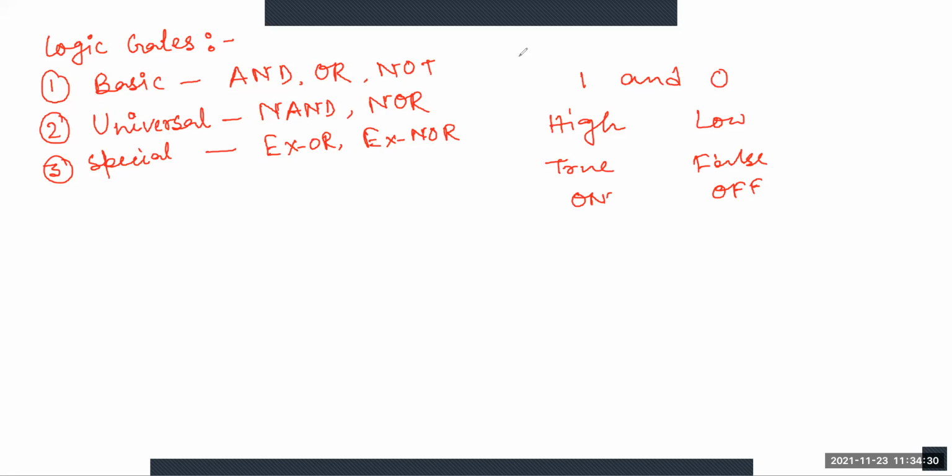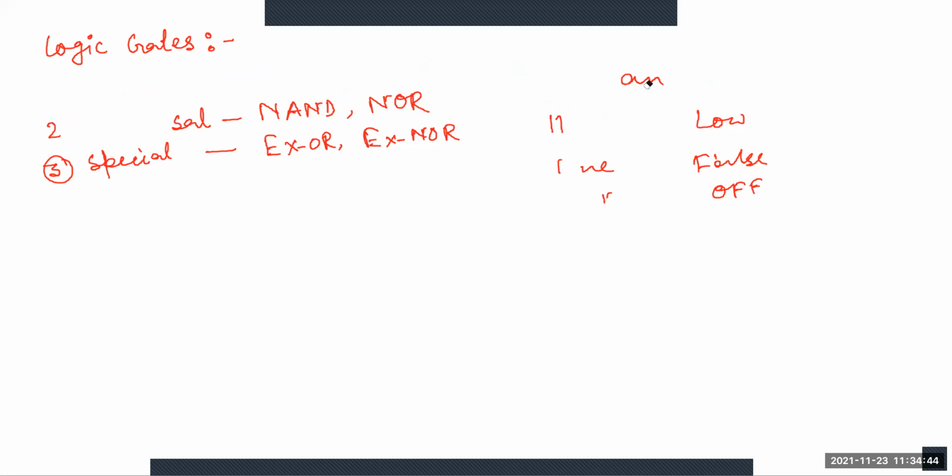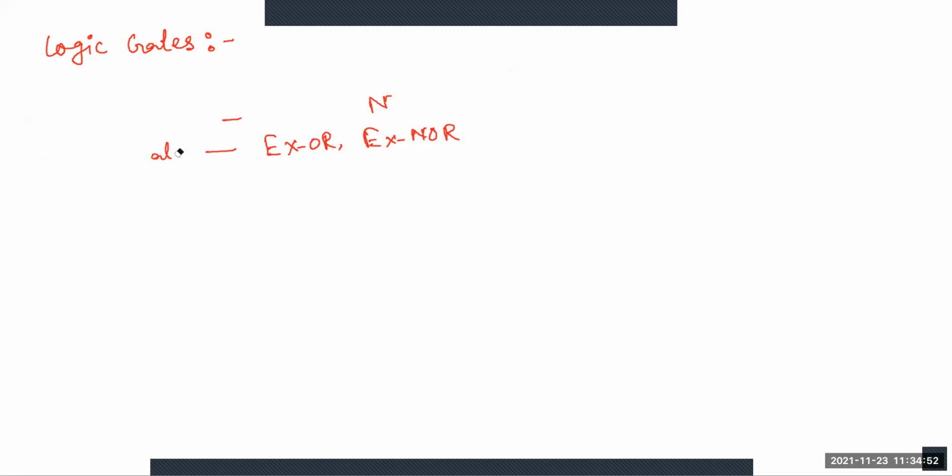Now the first one is the AND gate. So for the case of the AND gate, first we will discuss the AND gate.